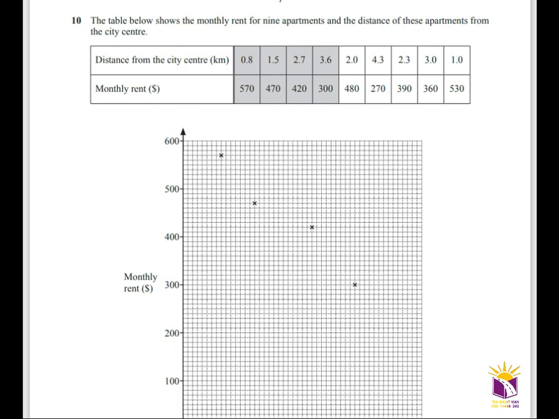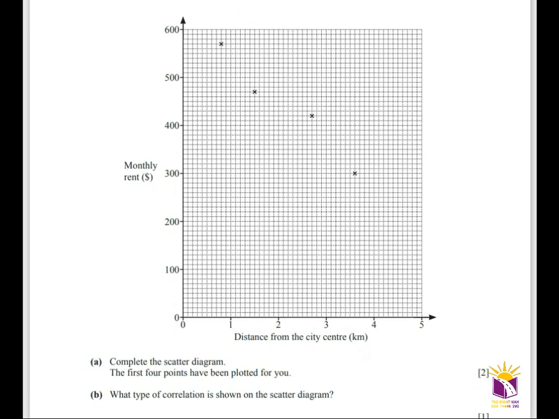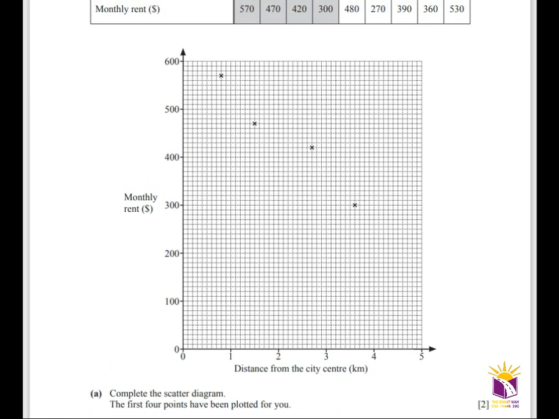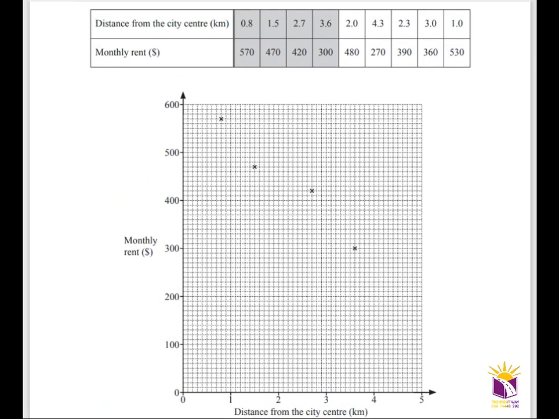Question number 10. The table below shows the monthly rent for 9 apartments and the distance of these apartments from the city center. Distance from the city center in kilometers is 0.8, 1.5, 2.7 and so on, and the monthly rent is also written. Complete the scatter diagram. The first 4 points have been plotted. Now we have to plot the remaining 5.